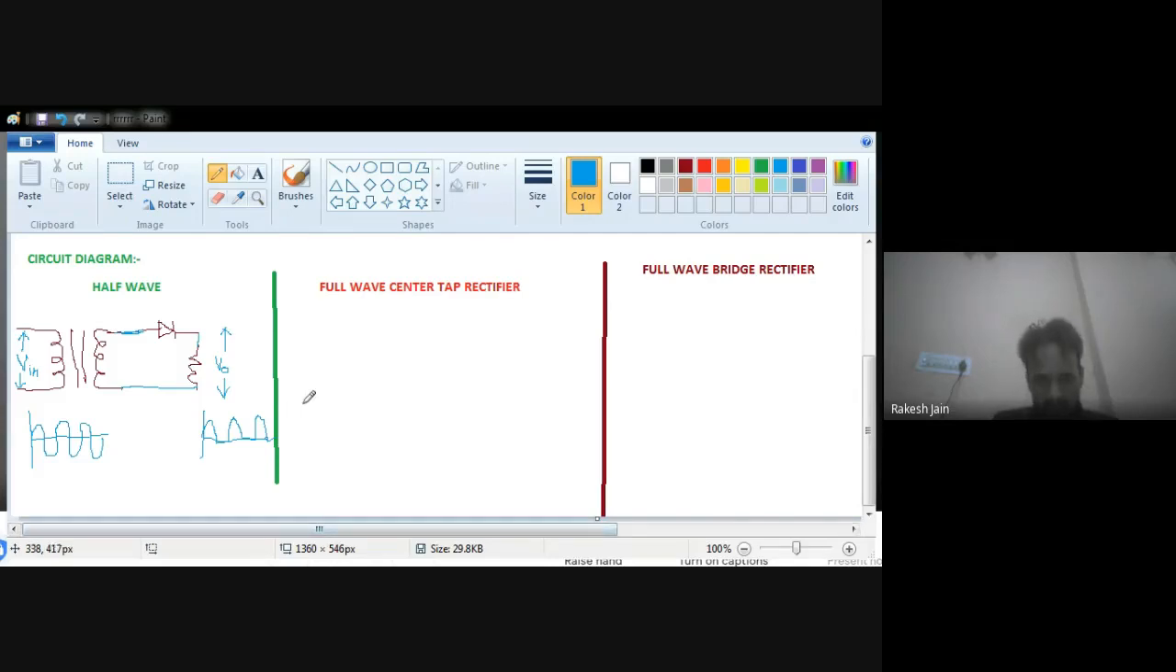The next one is the full wave center type rectifier. Here the name is given as full wave center type because we do not use the general transformer, we use here a center type transformer. A center type transformer is that kind of transformer in which the input side is AC and the output is also AC, but the output consists of 3 terminals.